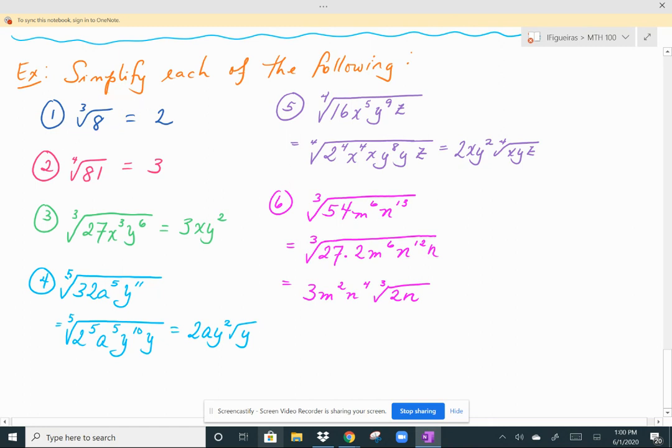So we move on to the second one. I want to evaluate the fourth root of 81.